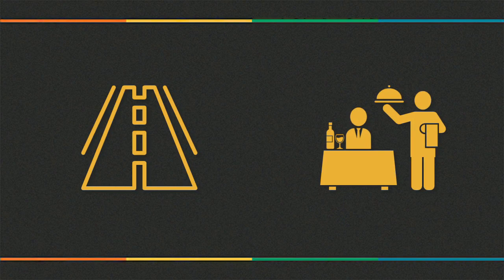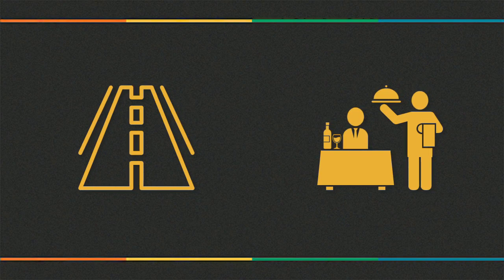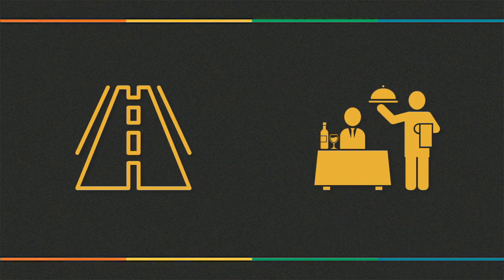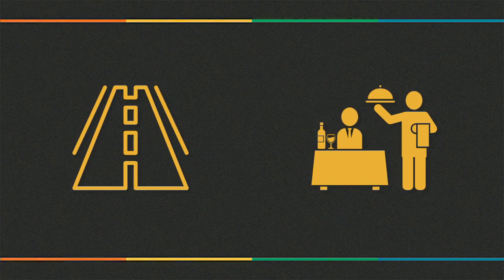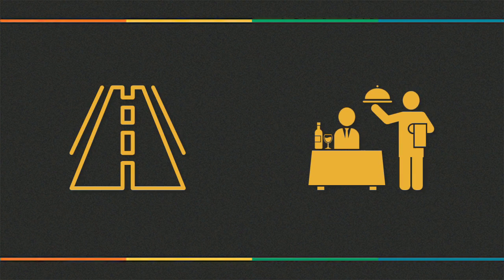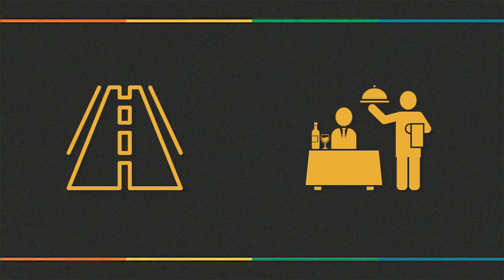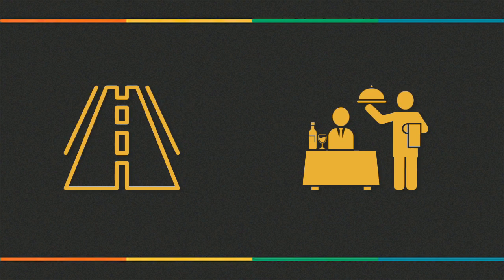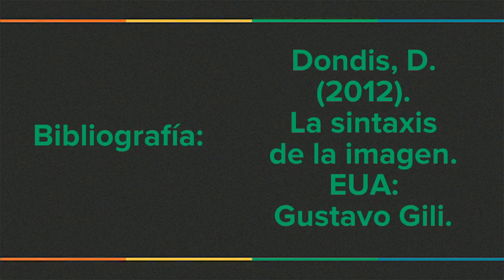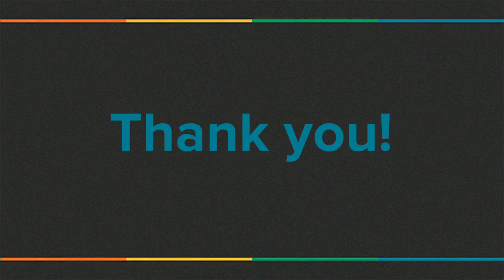So next time you go out on the road and see a traffic sign, or you go to a restaurant and see the menu, you will have the tools to judge whether there is coherency with the visual communication and the message given. Thank you for watching.